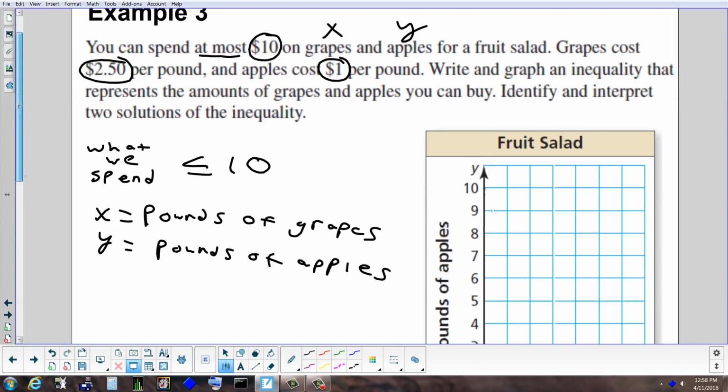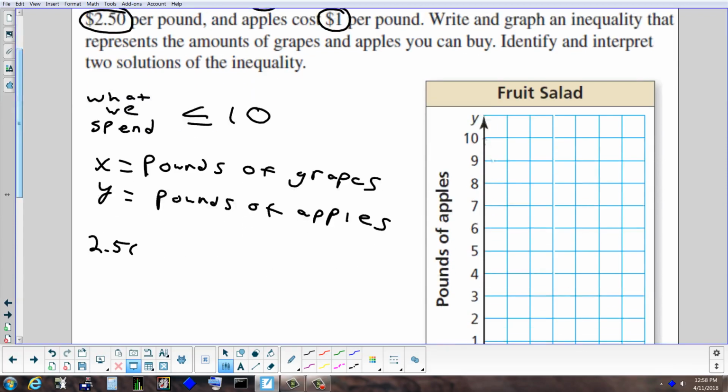2.50x. I don't get it. It doesn't tell you how much you buy. Oh, yeah. That's why it's a variable, because we don't know, so we just leave it as X. We're not even solving, we're just plugging in so we can do the graph.